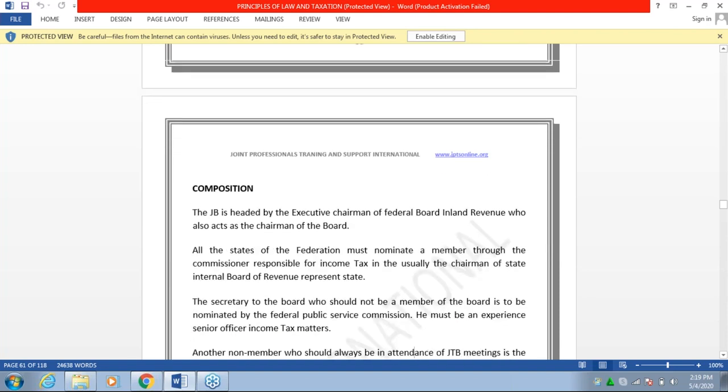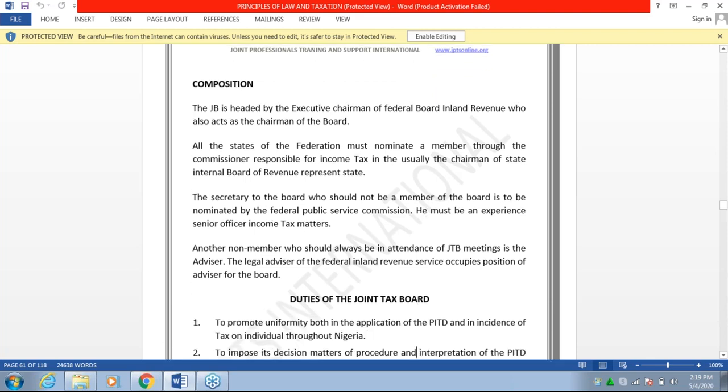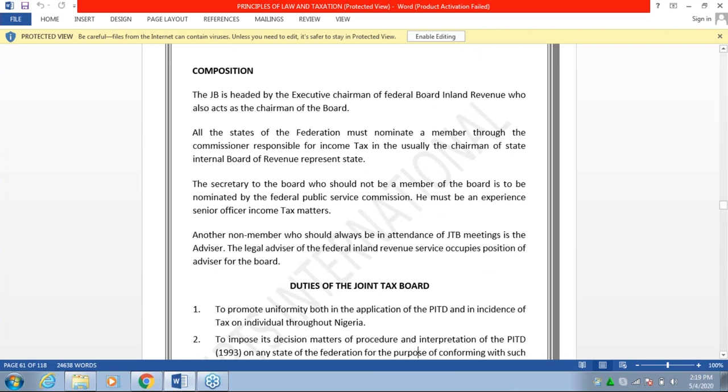Now, composition. There is something called the Joint Tax Board, JTB. The board is headed by the executive chairman of the Federal Inland Revenue Service, who also acts as the chairman of the board. All the states of the federation must nominate a member through the commissioner responsible for income tax, usually the chairman of the state internal revenue board, to represent the state. The secretary to the board, who should not be a member of the board, is to be nominated by the Federal Public Service Commission. He must be an experienced senior officer in tax matters. Another non-member who should always be in attendance at Joint Tax Board meetings is the adviser, and the legal adviser of the Federal Inland Revenue Service occupies that position.